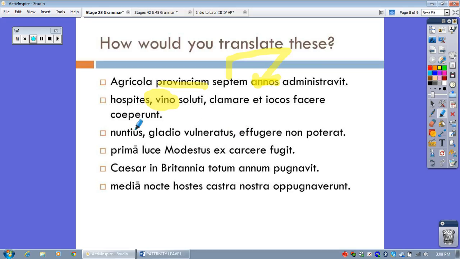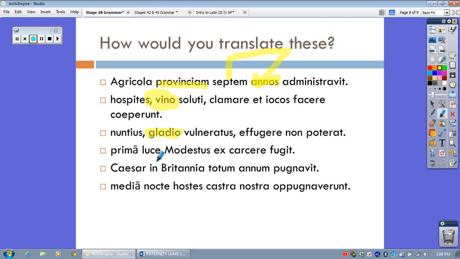The messenger, having been wounded, once again, ablative noun, having been wounded, we have to go by, with, from, in, or on. By a sword, does that make sense? It sure does. So does with a sword. The messenger, having been wounded by a sword, was not able to escape. Once again, ablative of means.